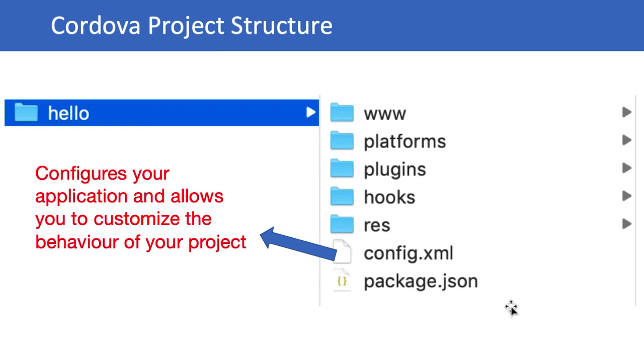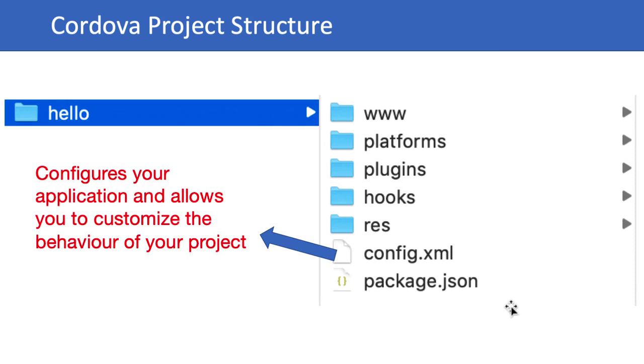The next file we can see here is config.xml, which configures your application and allows you to customize the behavior of the project. We will look at config.xml briefly. As of now, in the config.xml file we can edit things like your package ID, your project name, and your developer information. Apart from this, you can identify which platforms you have added and which plugins you have added. All those things are configured in config.xml. Later on we will see the structure of the config file.